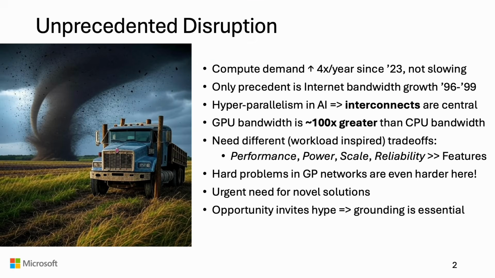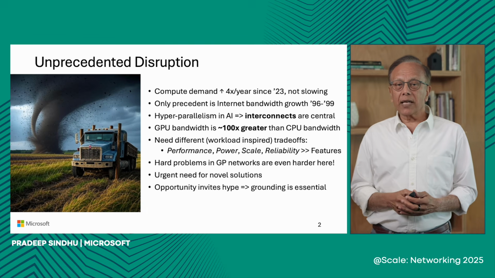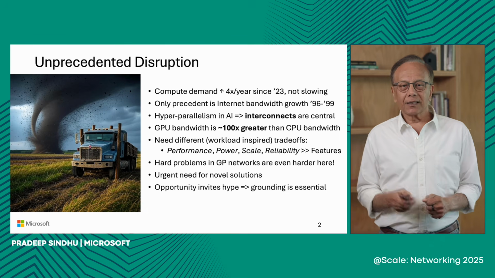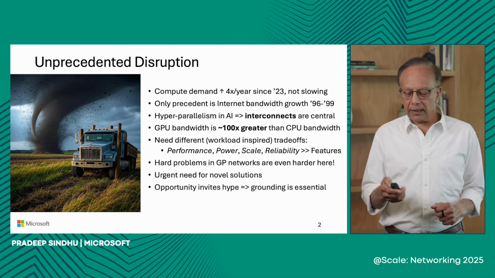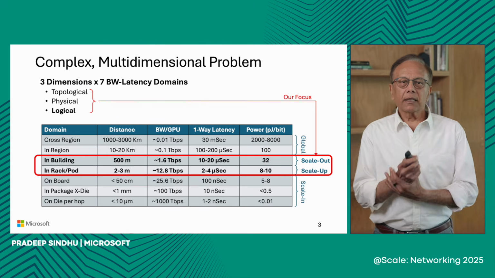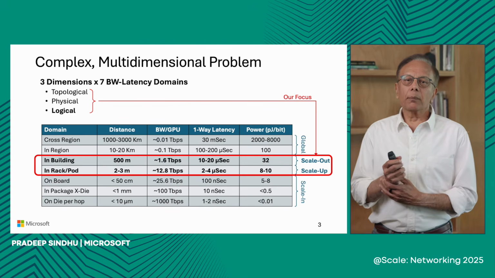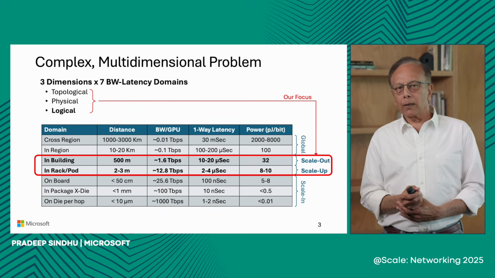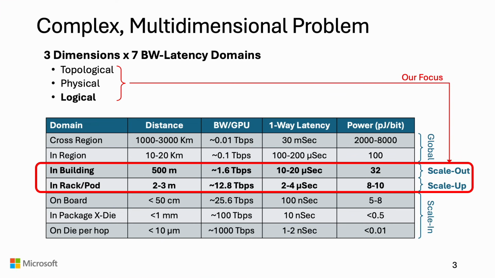Now, when you're in the middle of a tornado, it's very easy to get lost. And as the picture shows, you need to be grounded. And therefore, one of the things I'm going to do in this talk is actually ground us on some fundamentals of interconnects. Now, interconnects are a complex and multidimensional problem. And why is that? Well, there are 3 dimensions of an interconnect. One of them is the topology, the other is the physical layer, the third one is the logical layer.